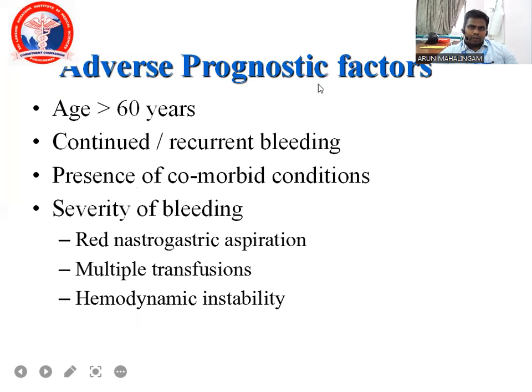Adverse prognostic factors can be an age more than 60 years, continued or recurrent bleeding, presence of comorbid conditions, severity of the bleeding, a red nasogastric aspirate, multiple transfusions, and hemodynamic instability.